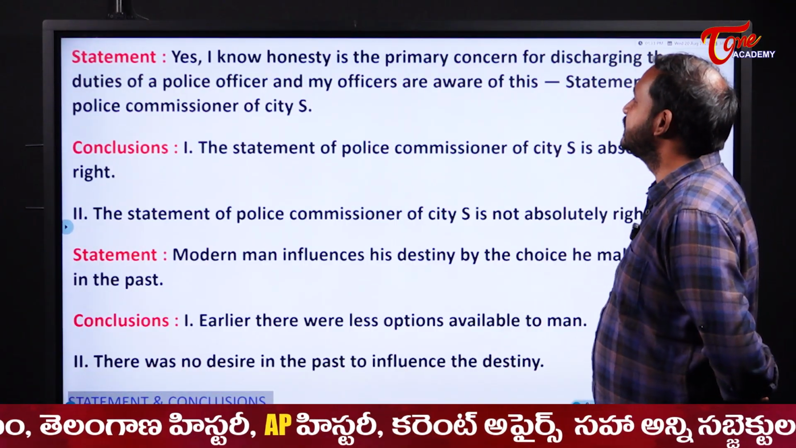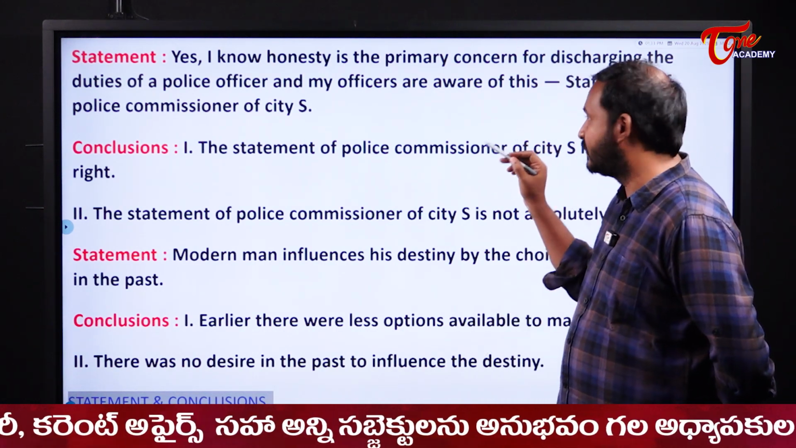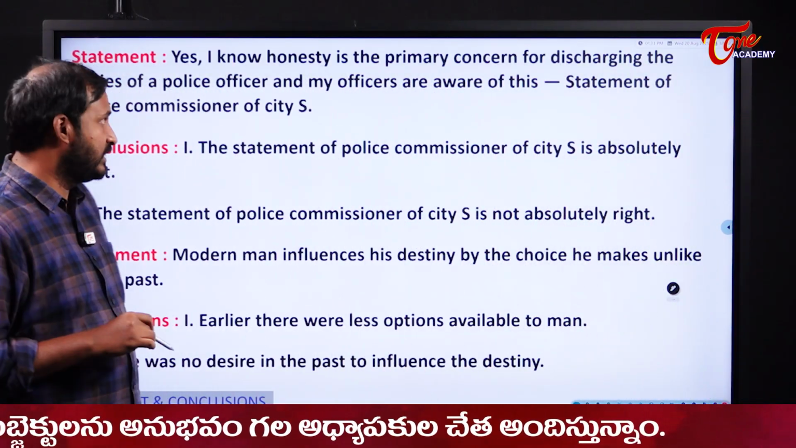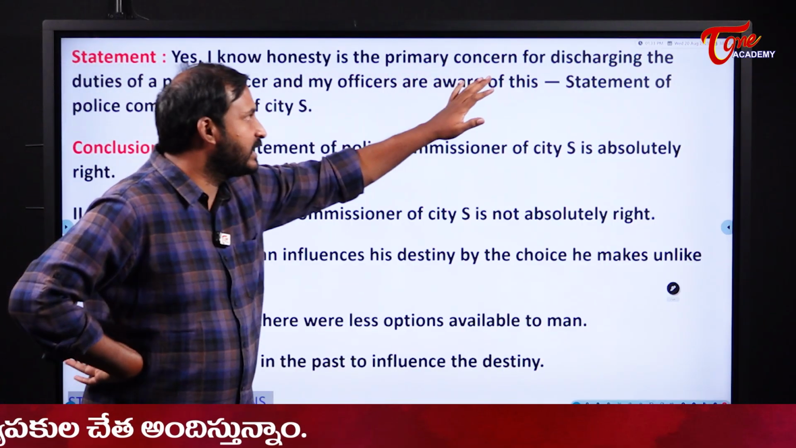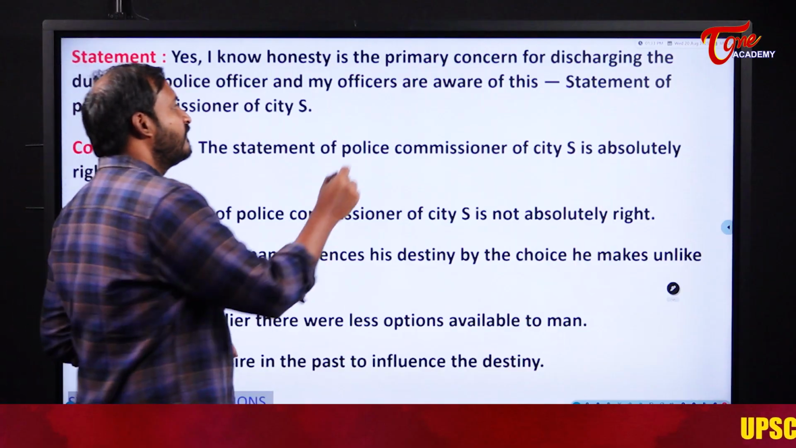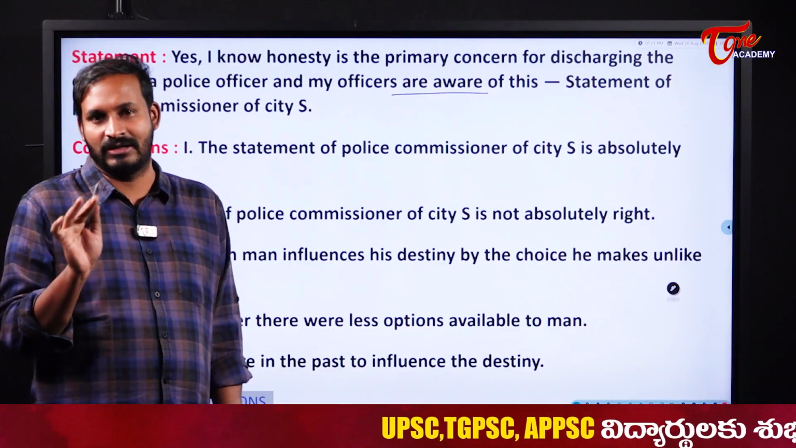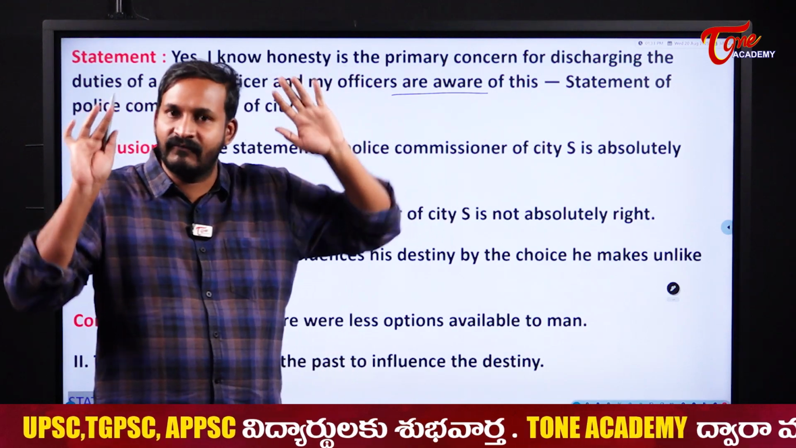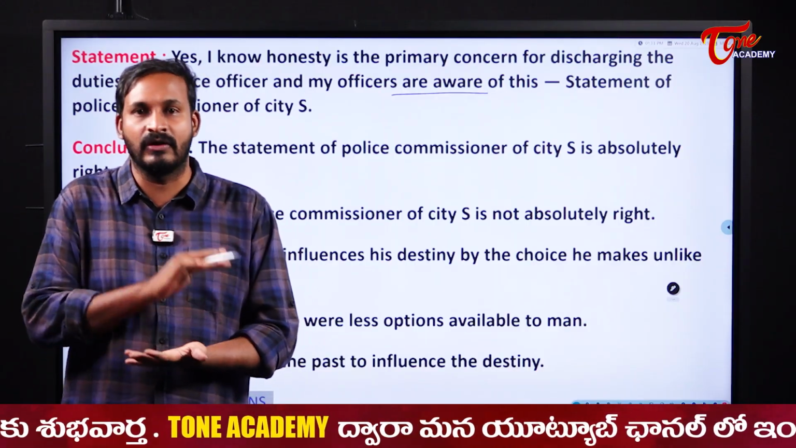Yes, I know honesty is the primary concern for discharging the duties of a police officer and my officers are aware of this. This is the statement of the Police Commissioner of City S. My officers are aware of it, my officers know it, but we cannot say whether they are following it or not. If he had said my officers are following it, then definitely they are following it. But he is telling that my officers know it. That means we don't know whether they are following or not.